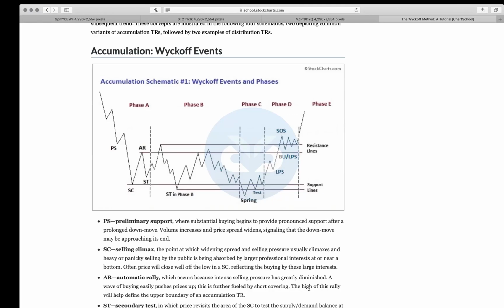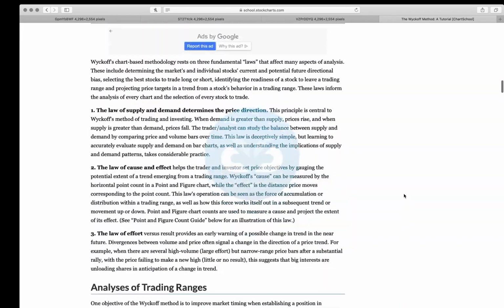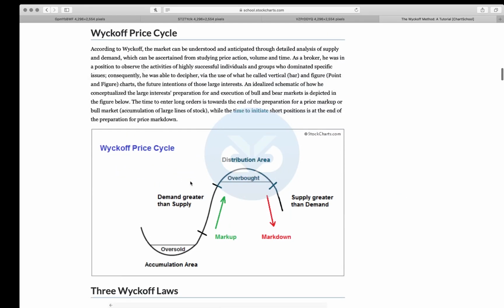Alright guys, so we spoke last video about the rules, and the video before that was just an overall Wyckoff overview. So now we get to speak about actual schematics. I'm not going to really speak on this price cycle too much, because if you read through it, it's very self-explanatory. I don't really need to speak on it.